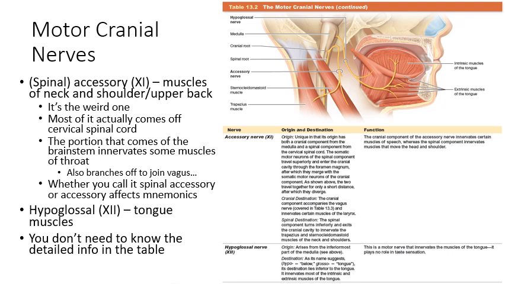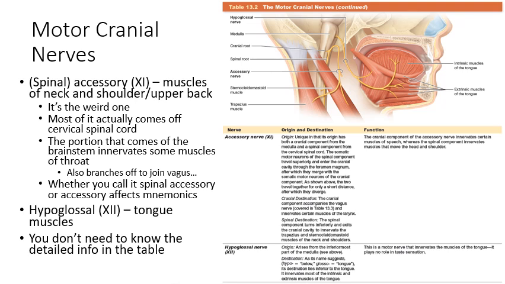For the spinal accessory nerve, you can either remember it as spinal accessory nerve or just as the accessory nerve, whichever one works better for you. Just bear in mind, there are a few different mnemonics out there to help you remember the names of the cranial nerves in order, and whether you're calling it the spinal accessory nerve or just the accessory nerve is going to affect the mnemonics that you use.